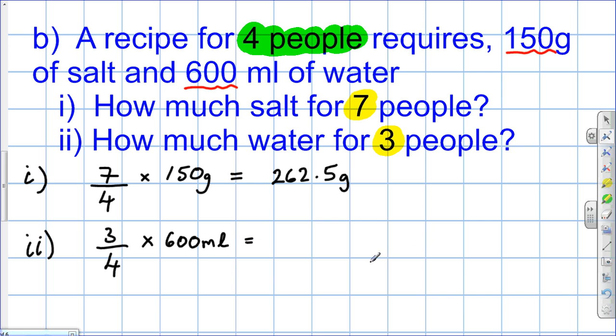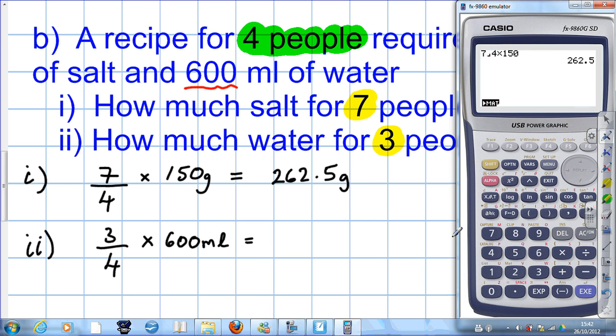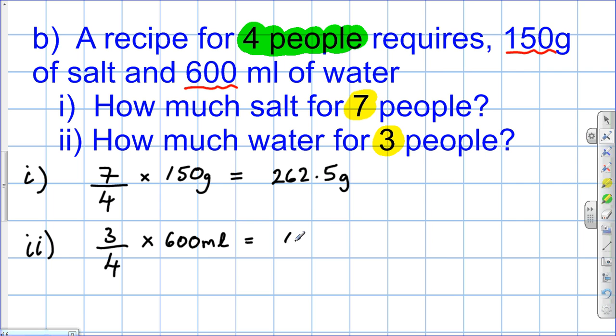And just show you that in action. It's clear, previous work, so it's 3/4 times 600. There we go, 450 milliliters.